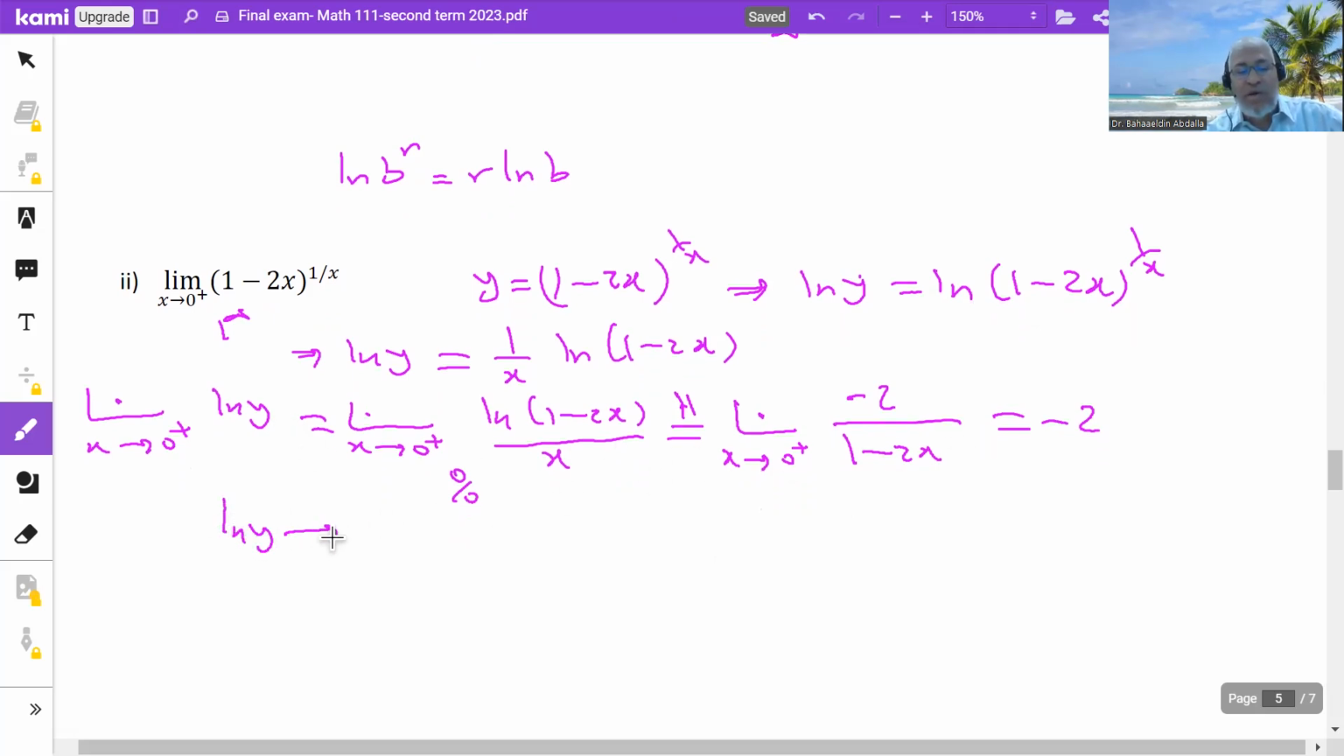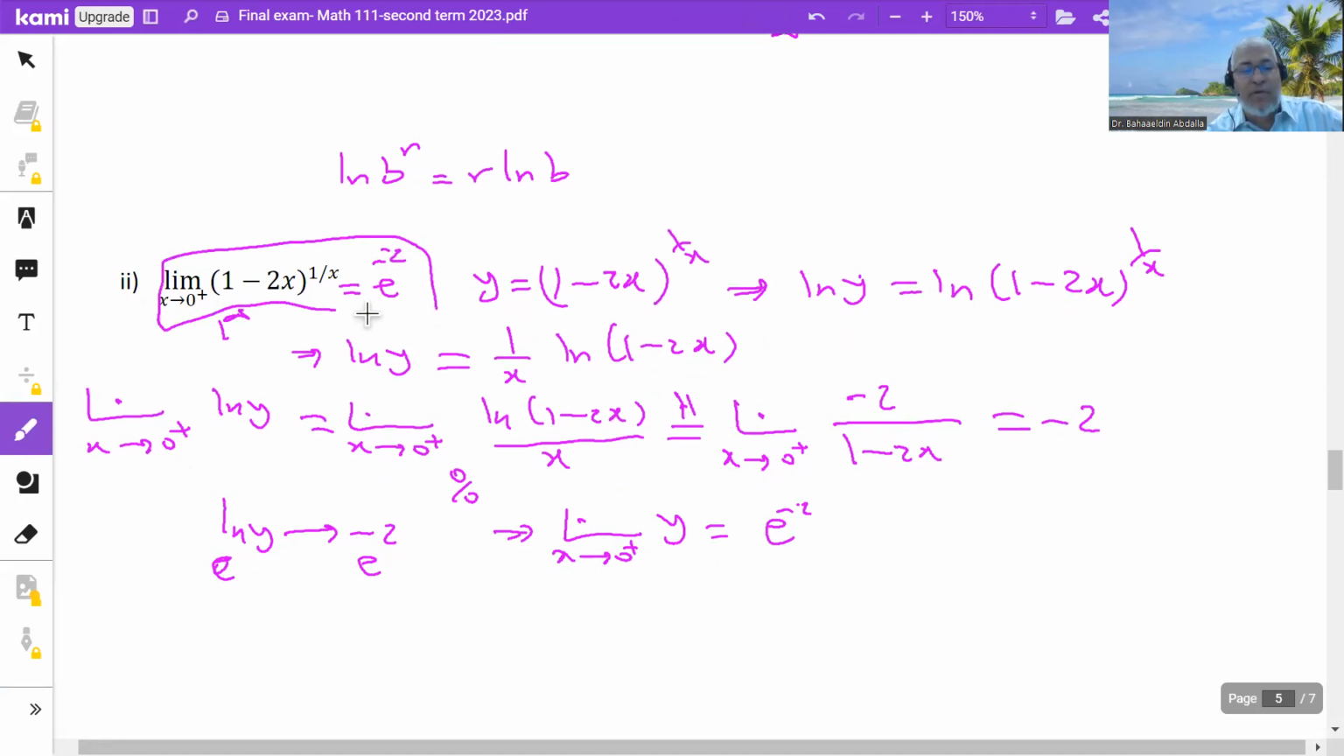If ln y goes to negative 2, then you can raise both sides to the base e, and we get that the limit of y when x approaches 0 is e to the power negative 2. So the answer here is e to the power negative 2. That's the answer.